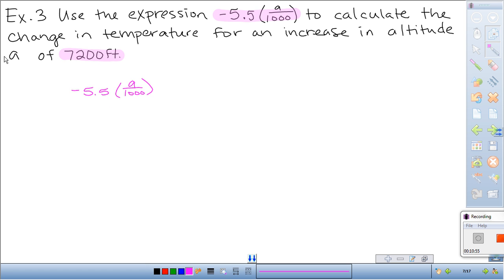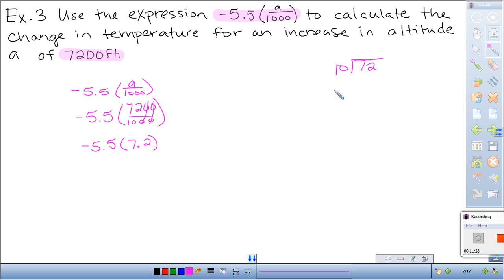And what is A? Well, they told us in the problem A is 7,200, so I'm going to substitute. So I have negative 5 5/10 times 7,200 divided by 1,000. I'll start by simplifying so we can cancel those zeros. And then 72 divided by 10, if I had $72 and I divided it by 10 people, I would get negative 5 5/10 times 7 2/10. 72 divided by 10, you can do that off to the side.